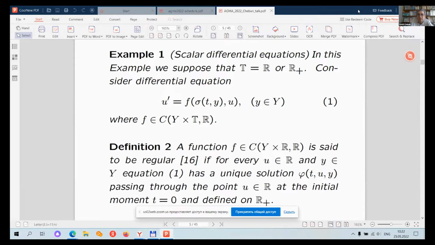Consider differential equation 1, a scalar differential equation. Here, sigma(t, y) is the position of point y at moment t on the base dynamical system on the space Y. In reality, equation 1 is a family of equations depending on the parameter y from capital Y, the phase space of the base dynamical system.